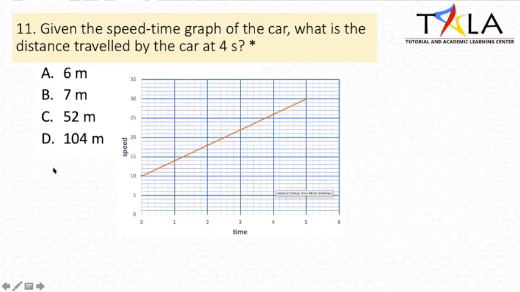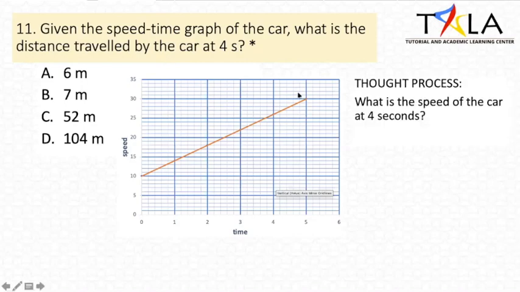Okay. Number 11. So matatapos na tayo. Nasa third part na tayo ng questions. Number 11. Given the speed time graph of the car, what is the distance traveled at 4 seconds? How do we solve this? First, we have to identify what is the speed of the car at 4 seconds. So, let's see. Ito yung 4 second time mark. How do we know yung speed using this graph?